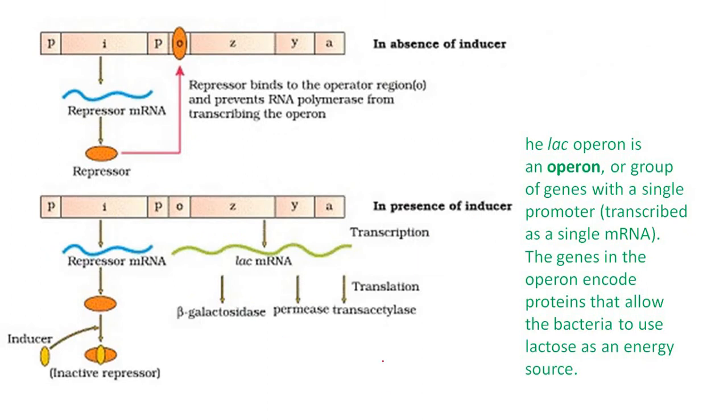So here is a diagram. The Lac Operon is an operon, or a group of genes with a single promoter, transcribed into a single mRNA. The genes in the operon encode the proteins that allow the bacteria to use lactose as an energy source. So what happens? In the absence of inducer, the repressor binds to the operator region and prevents the RNA polymerase from transcribing the operon. So the repressor binds and transcription cannot occur.